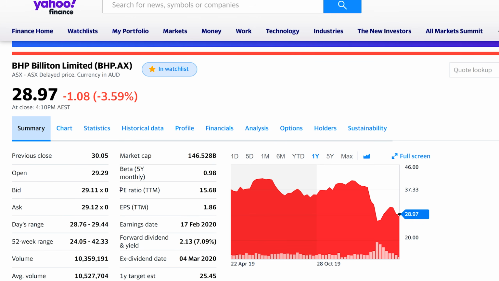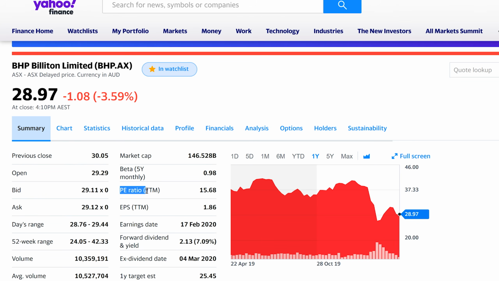All right, that brings us to the PE, or the price to earnings ratio, and it is trailing 12 months, TTM. The price to earnings ratio is really important because it shows us how much investors are willing to pay per dollar of earnings. So for BHP, we are paying $15.68 per dollar that BHP earns. The way we can calculate that is using the EPS, or the earnings per share, which is also trailing 12 months. The EPS shows you that for every share of BHP at the current price of $29, they are making $1.86 worth of profit.